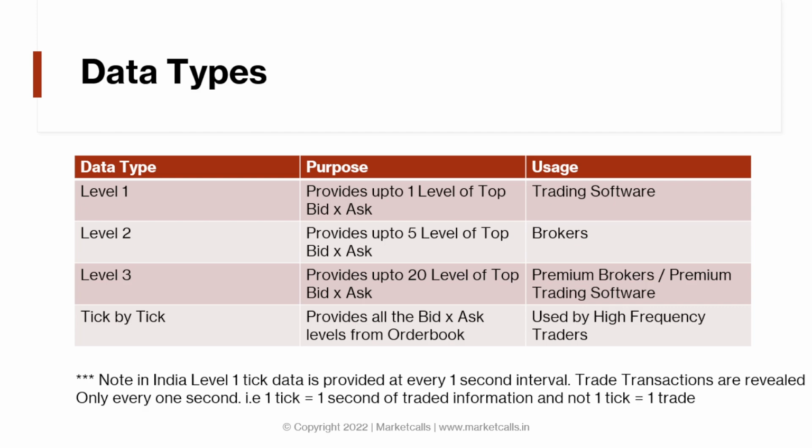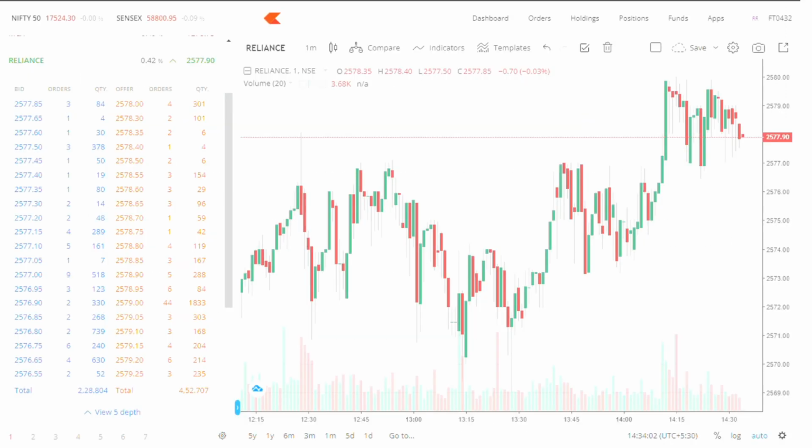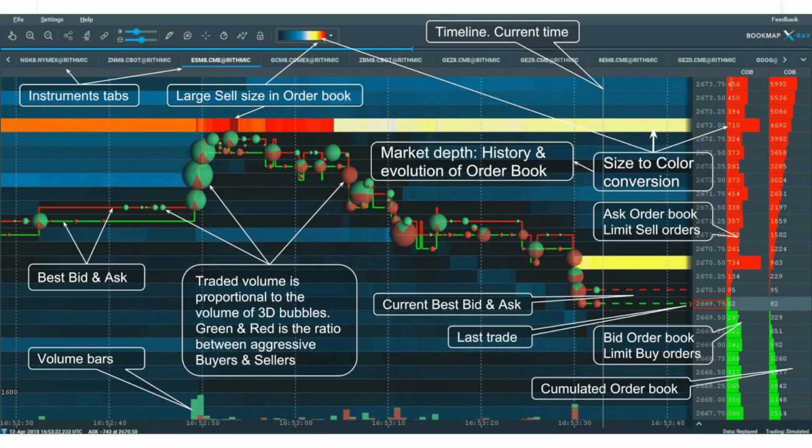When it comes to using Bookmap, Bookmap requires up to 20 levels of top bid and ask, which is like level 3 data. Right now, few vendors and brokers are supplying it, and vendors are also trying to acquire level 3 data, where you'll see market order visualization along with limit order visualization. Limit orders you'll see in the form of bands. The thicker the band, the more liquidity is sitting there, the more resting orders are sitting there.